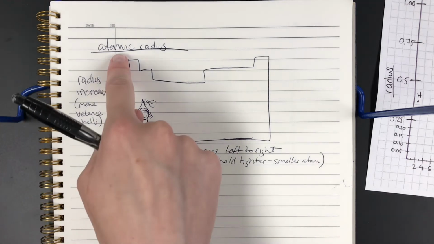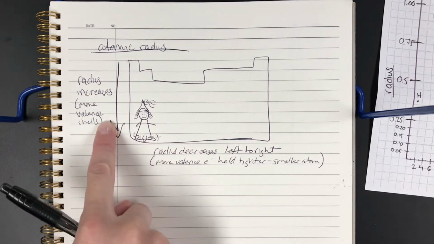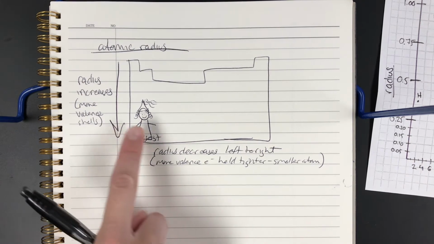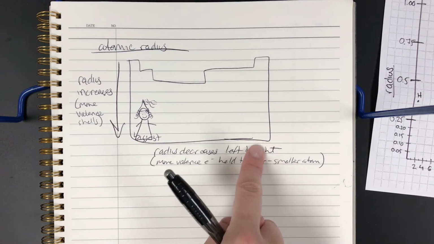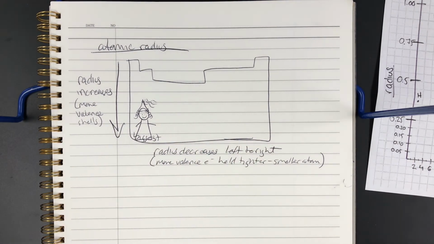Because atomic radius increases as you go down the family, but it decreases as you go left to right across a period. I thought princesses get crowns or tiaras. You can draw a crown if you want.